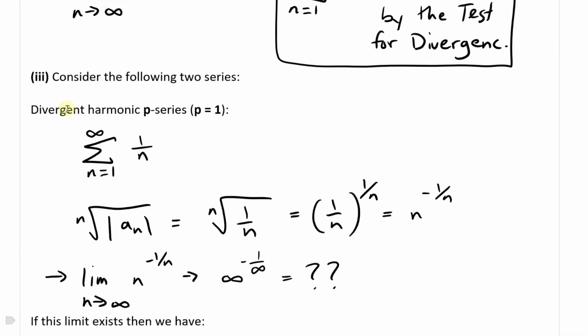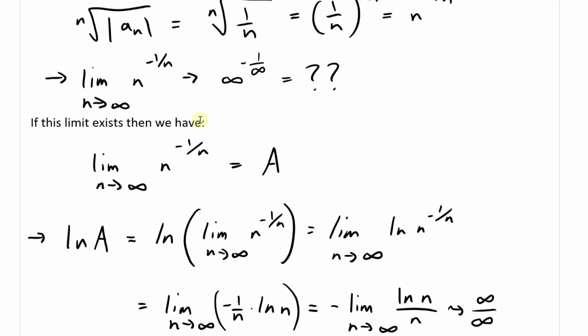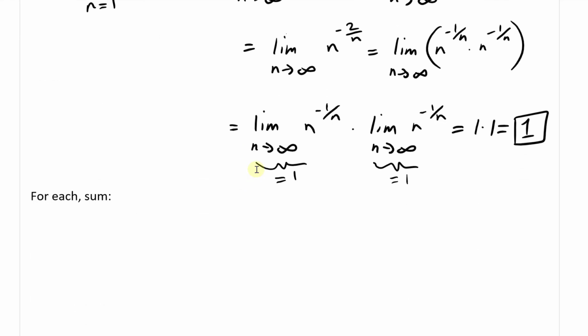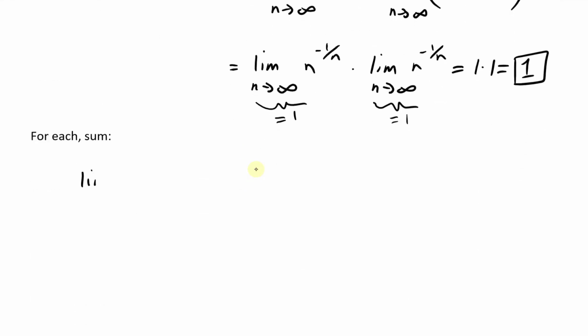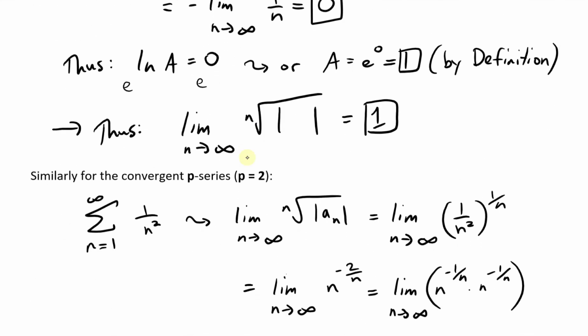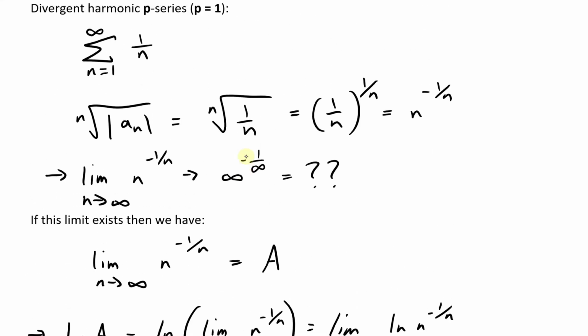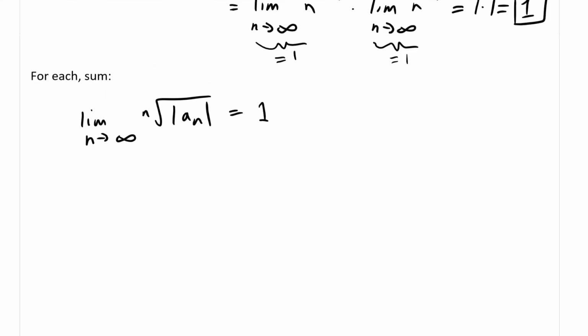So then, a divergent harmonic P series with P equals 1, and a convergent P series with P equals 2, and the root test gives 1. So for each sum, we have the limit as n approaches infinity of the nth root of the absolute value of a_n equals 1. Just to make this different from that, the absolute value of 1 over n is going to be equal to 1.